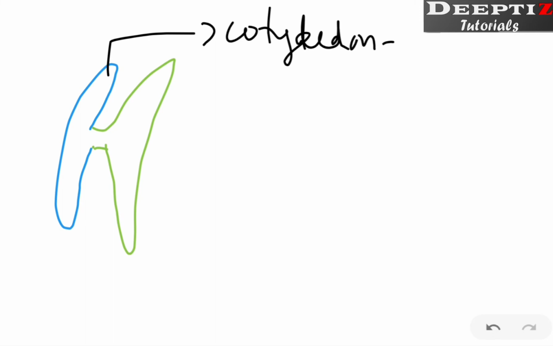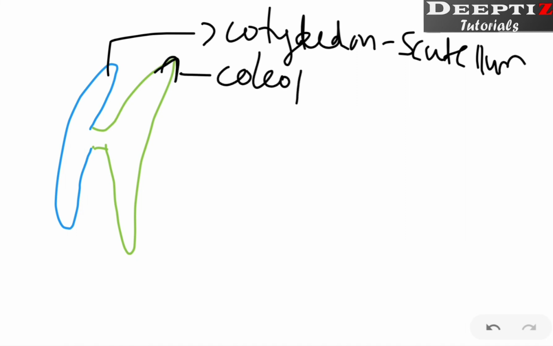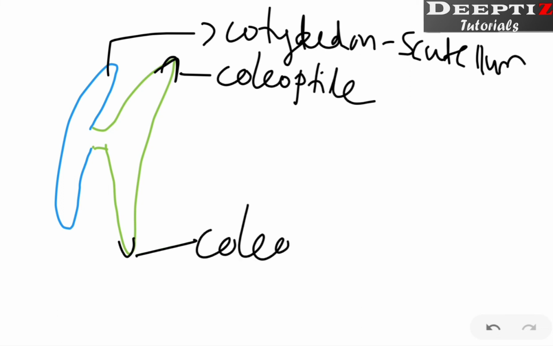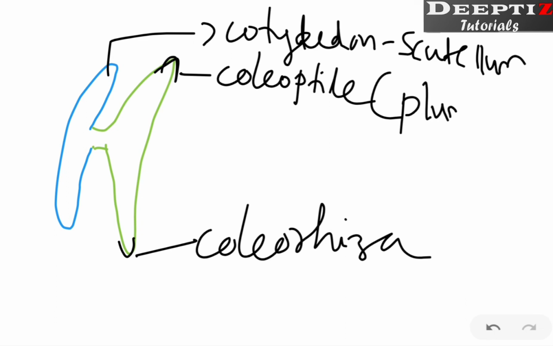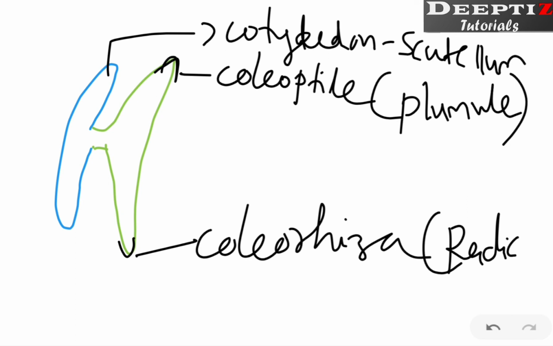Now this is the final structure, we can say. This is the cotyledon. What do we call this cotyledon? We call it scutellum. And then what else will be there? There will be coleoptile, and here will be coleorhiza. What does coleoptile actually cover? Coleoptile covers the plumule, and coleorhiza covers the radicle.